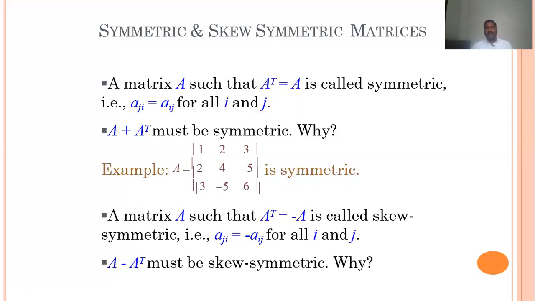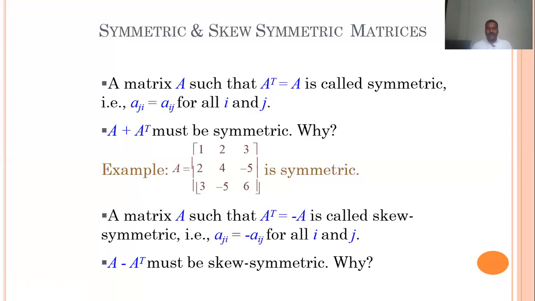It's easy to see, if you put it on paper and do some simple algebra, that the diagonal elements are all 0. And the vice versa is not true. That is, if all the diagonal elements are 0, then we cannot jump to the conclusion that it's a skew symmetric matrix. So for a skew symmetric matrix, the diagonal elements will be 0.